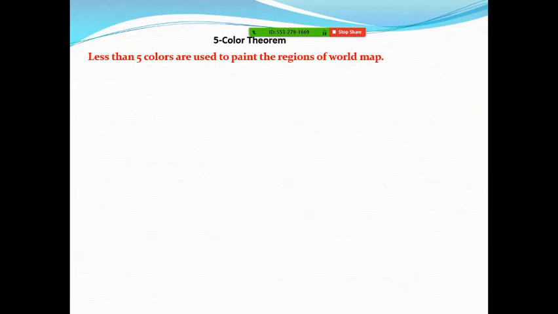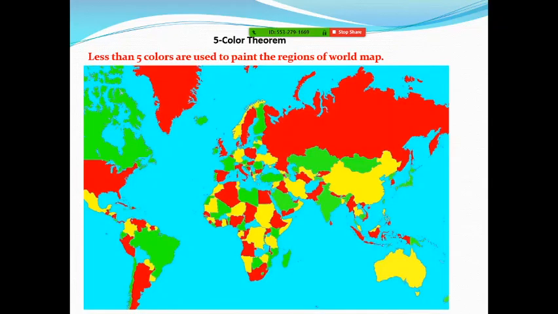So less than five colors. So it is a fact. It is not the exact statement of the five color theorem. So less than five colors are used to paint the regions of the world map. See, I'm sharing one photograph of the world map. So you can see, only less than five colors are used. How many colors are used exactly? I'm not debating on that point. I'm just saying less than five colors are used.